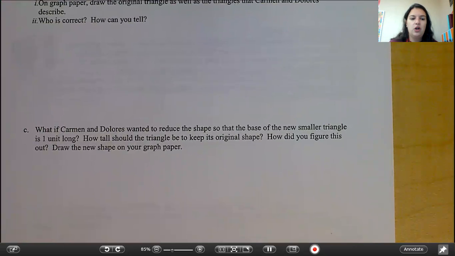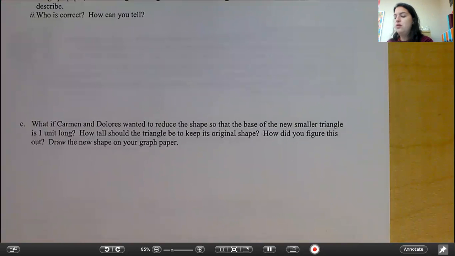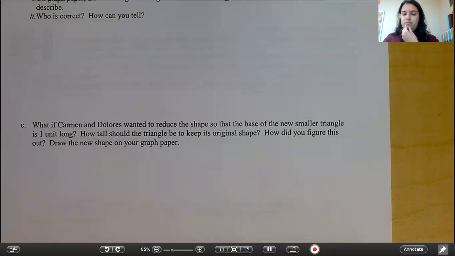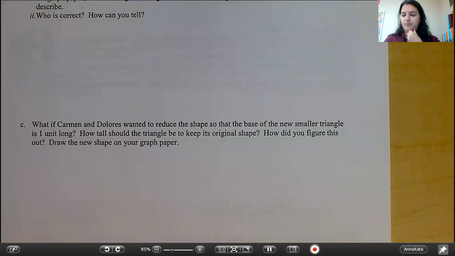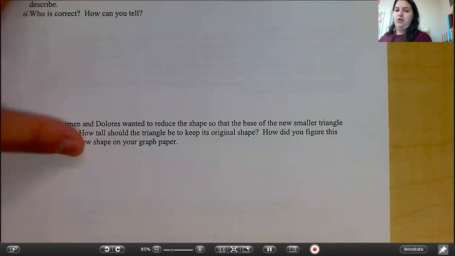Part C, what if Carmen and Dolores wanted to reduce the shape so that the base of this new smaller triangle is 1 unit long? How tall should the triangle be to keep its original shape? How did you figure this out? Draw the new shape on your graph paper. So go ahead and pause the video, answer Part C, and draw the new shape. Okay, if you're back with me, you finished Part C.